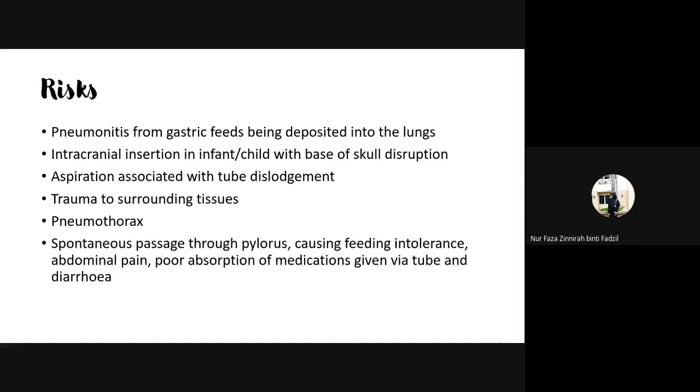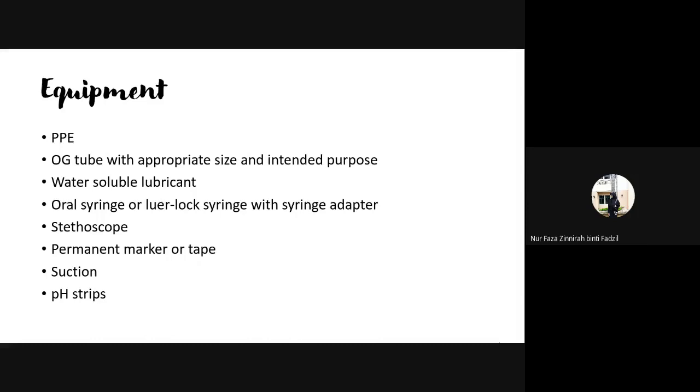Next. So the risks that the patient can get are pneumonitis from gastric feeds being deposited into the lungs, then intracranial insertion if the child has a skull fracture, aspiration, trauma, pneumothorax, and also spontaneous passage through the pylorus that can lead to feeding intolerance, abdominal pain, poor absorption of medication and also diarrhea. Next.